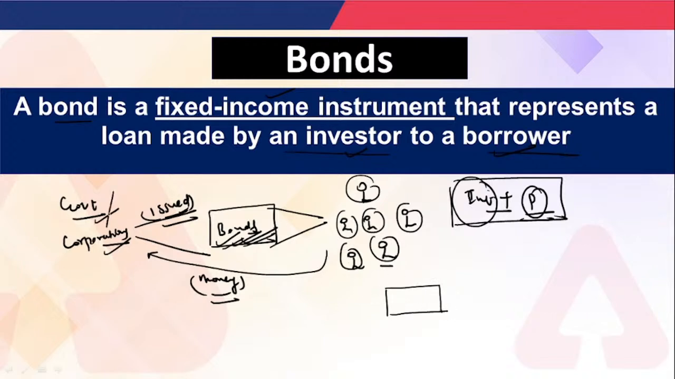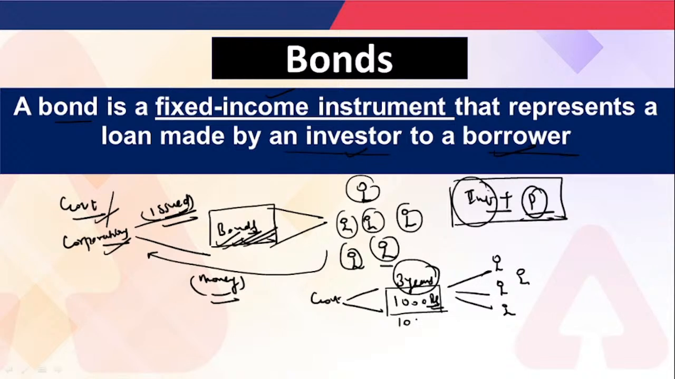Okay, so we have to understand: any bond is mainly issued by the government or corporations. Suppose the government issues a bond of 1,000 rupees, which is purchased by the general public. Suppose the maturity period for that bond is 3 years, while the rate of interest is 10%, and that interest is payable at regular intervals.